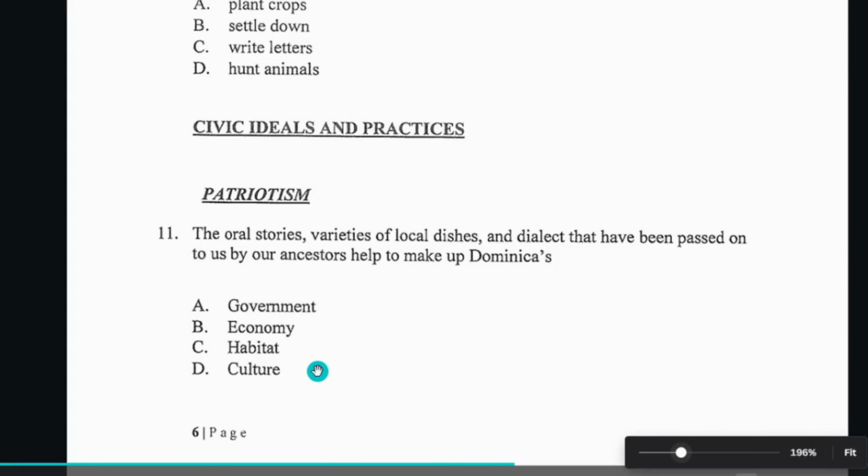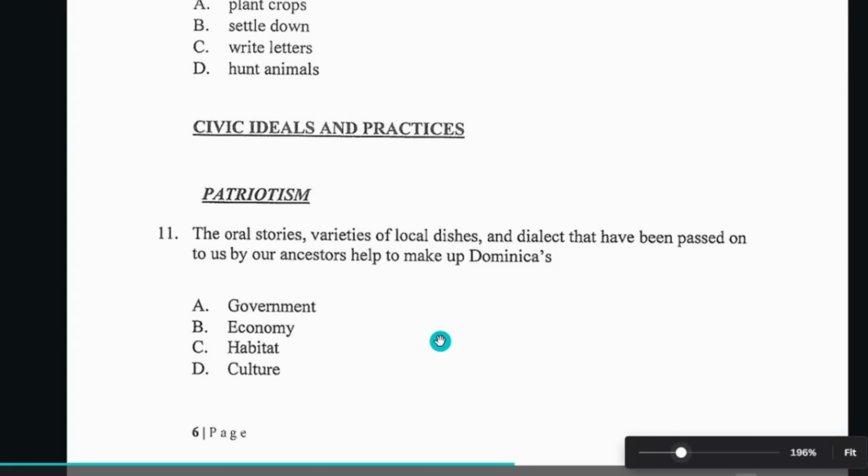Remember, culture is the way of life of a people. And the oral stories, the varieties of dishes, and all these different things, they form part of who we are. They form part of our way of life. And our way of life is our culture. So therefore, number 11, the answer would be D. So if you said D, then the answer is D. Very good. Moving on to question 12.